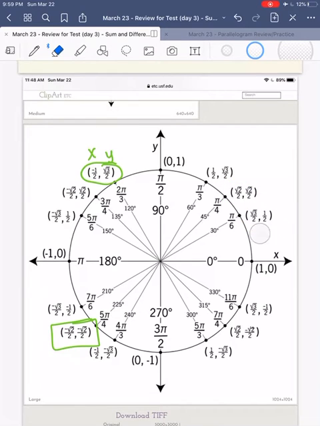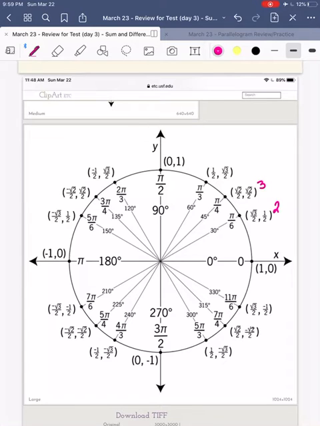So we need to be thinking in radians, and I'm going to go back here and do a little review with you. When we did this in class, we talked about how you could go around and convert every single one of them if you wanted to, but that takes a lot of time. So if you just remember, it starts at 2.